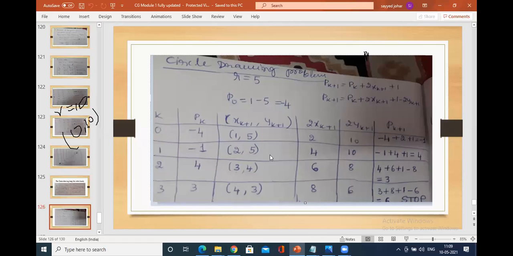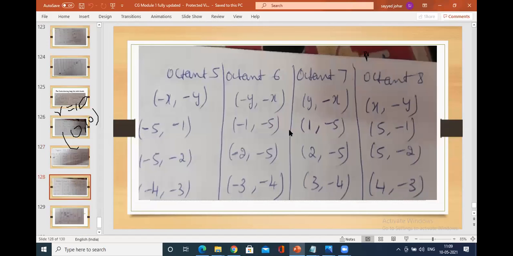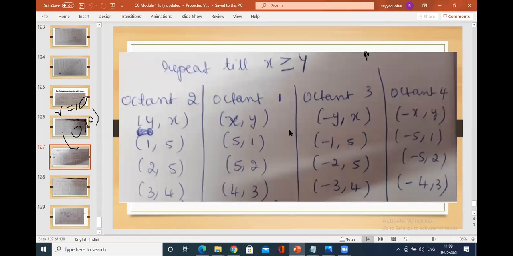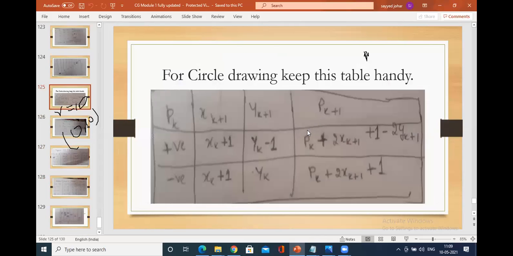x less than or equals to y. We would stop, right? When x is greater than or equals to y, we do stop. Similarly, it will be calculated for octant 2. So various octants, 8 octants will be there, right? So this is what we use in the circle drawing formula.